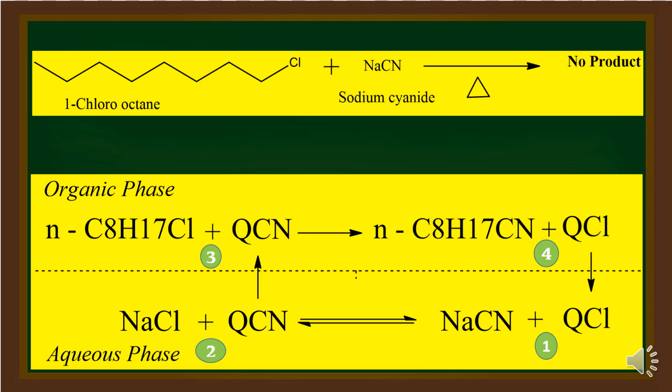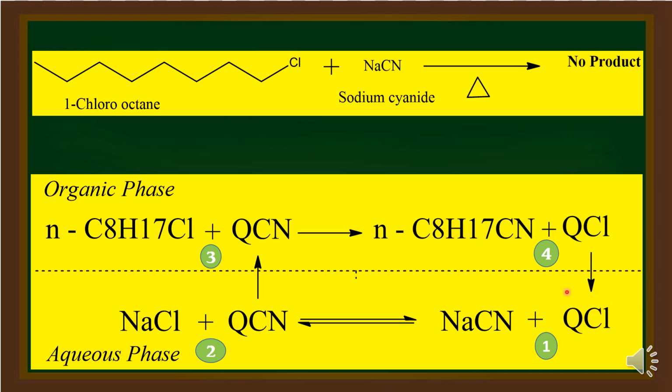As we have already seen, the reaction between 1-chlorooctane and sodium cyanide does not take place in the absence of a phase transfer catalyst because this 1-chlorooctane or n-chlorooctane is present in the organic phase and sodium cyanide is present in the aqueous phase. So 1-chlorooctane and sodium cyanide, the two reactants, are present in two different phases.